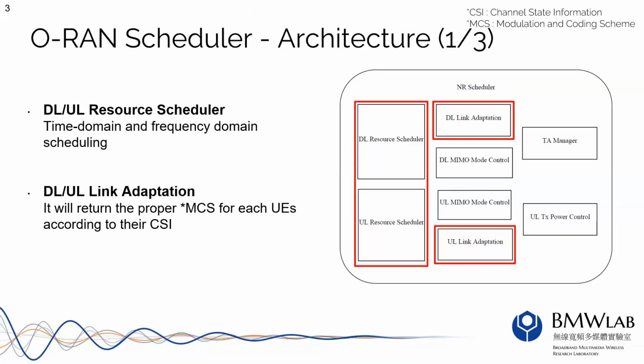This submodule is used to schedule the MCS for each UE according to their CSI, the channel state information I just mentioned. Be aware that each UE has a different CSI, so each UE will be scheduled with a different MCS. But what is MCS? MCS means the modulation and coding scheme. This parameter indicates the modulation method and the coding method for each UE. By adjusting the MCS, it will cause a different bit rate for each UE.